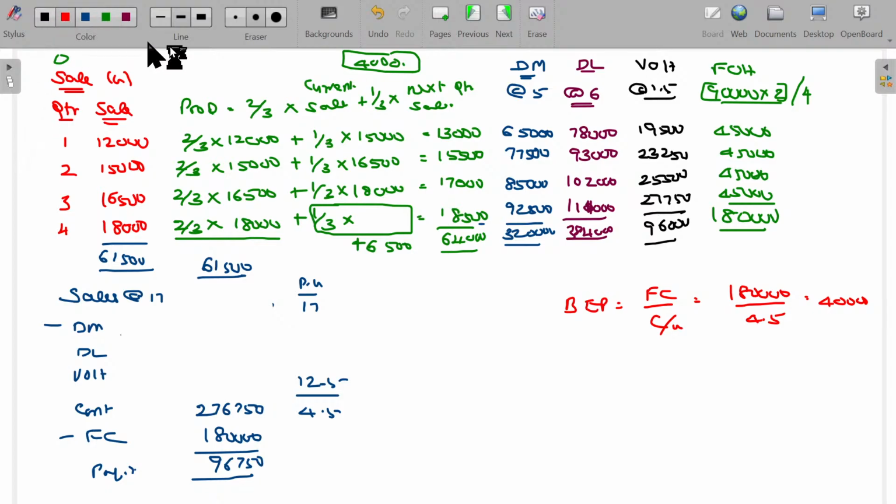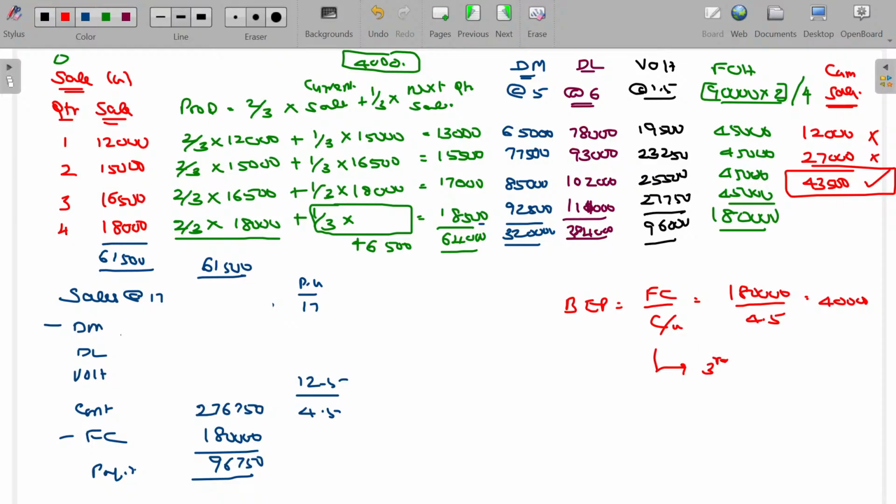your cumulative sales. Quarter 1, you sold 12,000 units, no break even. Second quarter, another 15,000, so 27,000 units sold, no break even. Third, you have to add 16,500 with that, 43,500. So here you cross your break even. So you break even by the third quarter. So you reach it by third quarter. Clear?